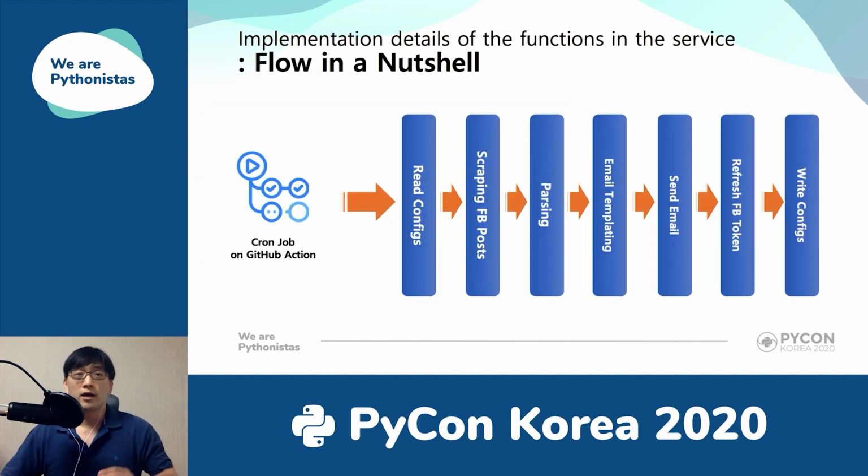That was a pretty high level overview of what the application does. Let's dive into a bit more detail about the pipeline, how the whole system actually works in a nutshell. The first thing it tries to do is read configurations from external files. Configurations are split into two categories, sensitive and non-sensitive.